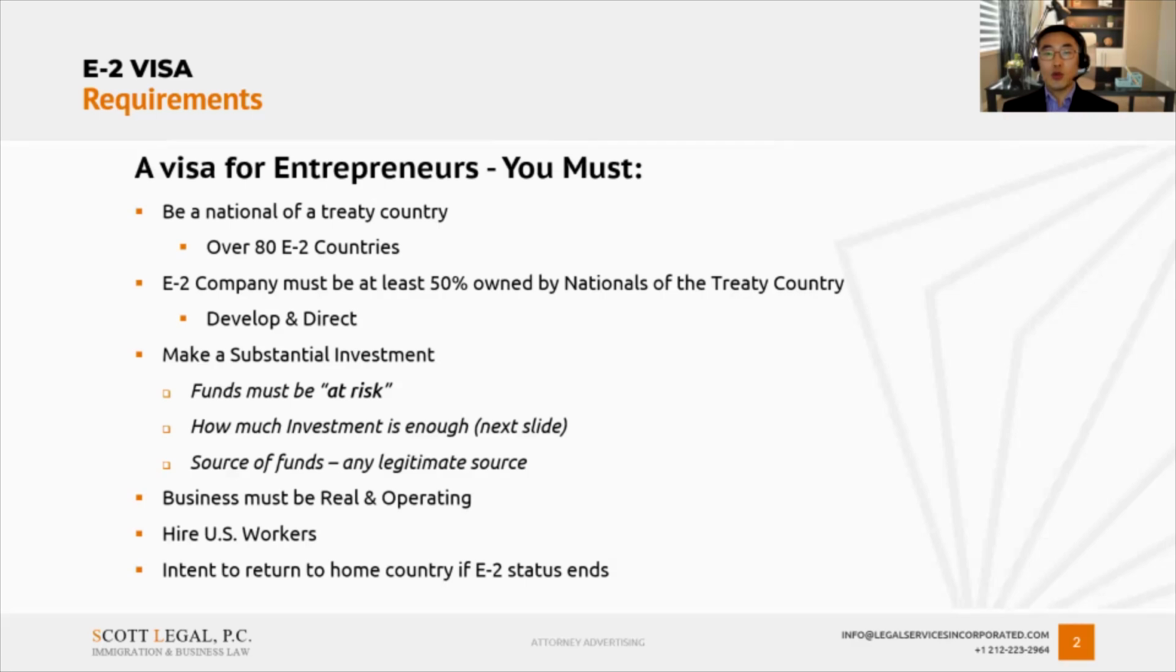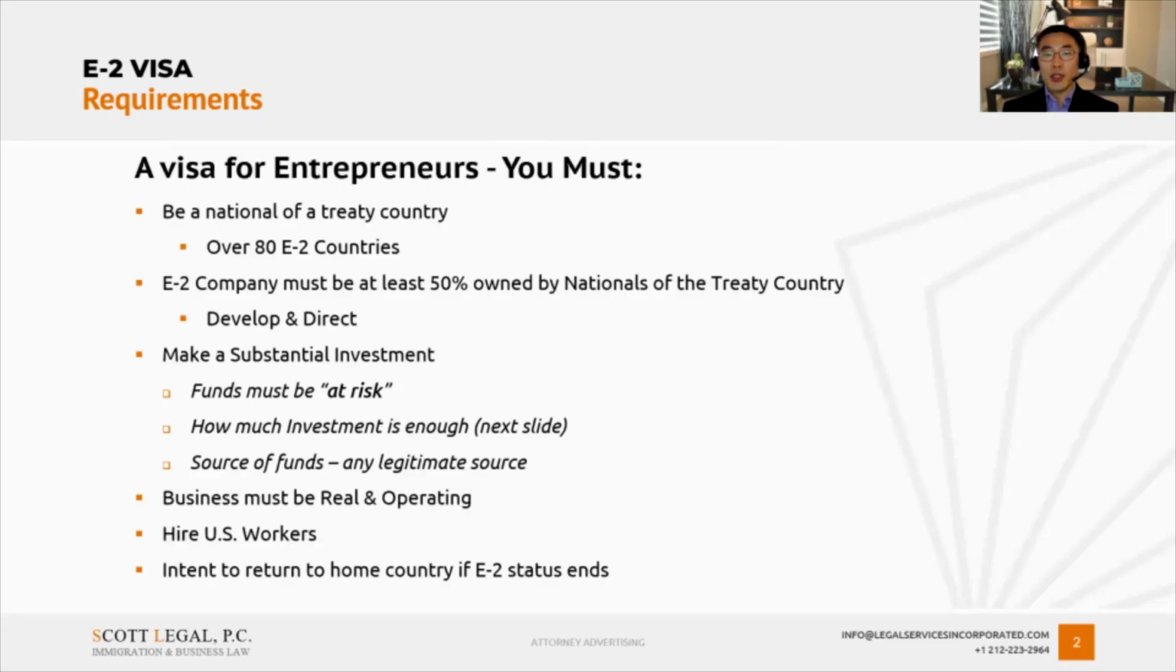But keep in mind that you do not need to be born in the treaty country. You just need to hold a passport from that country. For example, you're born in India, which is not a treaty country with the United States, but later immigrated to Canada and have a Canada passport now, then you are eligible for the E2 visa. And you must own at least 50%, half, of the E2 company's ownership. You must be actively participating in the business operations. You cannot be just a passive shareholder of the E2 company.